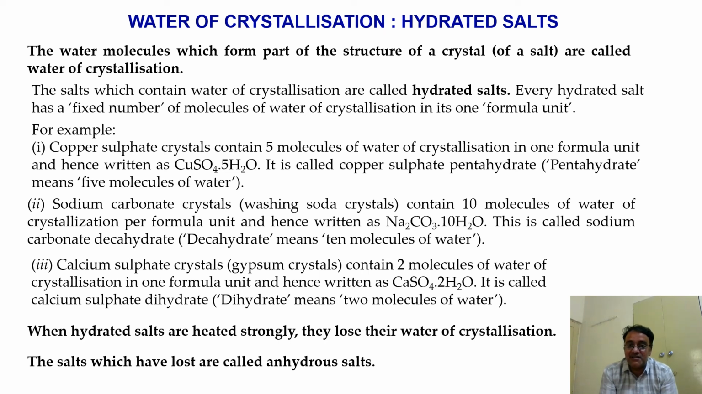Okay. So now when hydrated salts are heated strongly, they lose their water of crystallization, and the salts which have lost it are called anhydrous salts, right? Water of crystallization gives the crystals of the salts their shapes, and in some cases imparts them color also, right? It should be noted that water of crystallization is a part of the crystal structure of a salt. Since it is not free water, it does not wet the salt. Thus the salt containing water of crystallization appears to be perfectly dry.